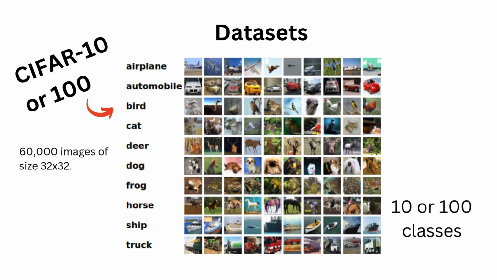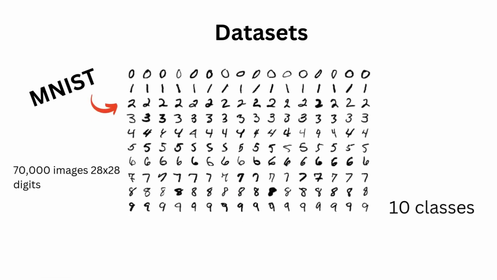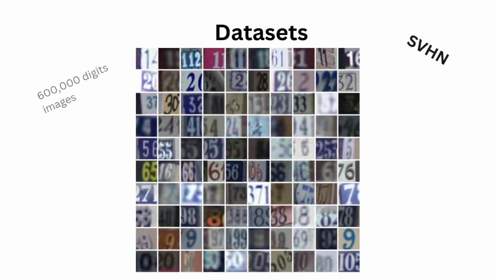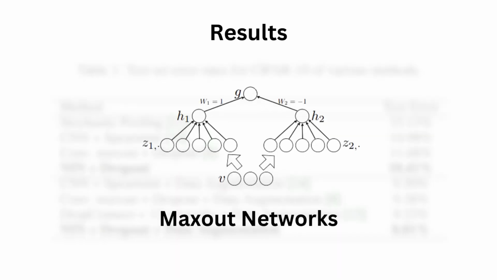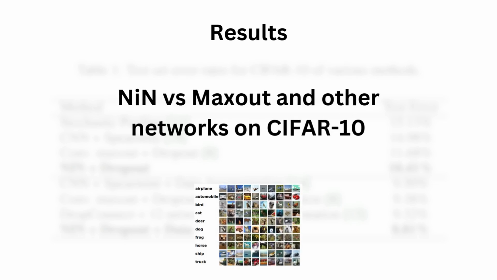There are three datasets being used in this results section, which are the three usual ones. You have CIFAR-10 or 100 with 60,000 images. You have MNIST, which is a simple 10 class dataset with 70,000 images. Finally, you have SVHN, which is 600,000 digit images of house numbers from Google Street View. The main network that Network in Network was comparing against was Maxout, as it was state-of-the-art roughly at the time. The first result is Network in Network versus state-of-the-art on CIFAR-10.